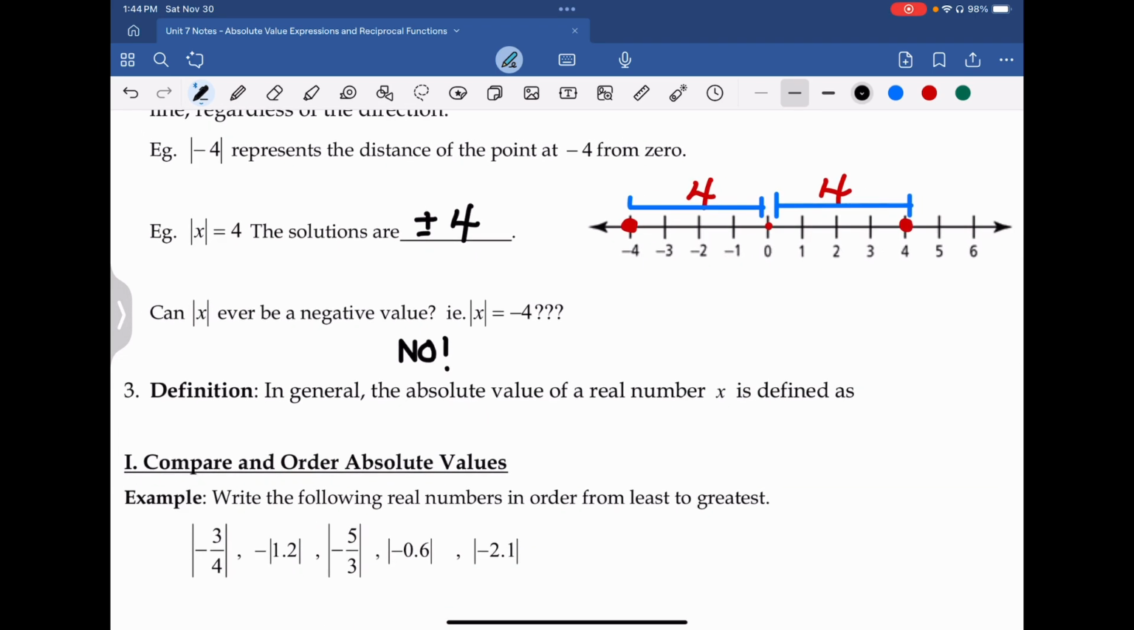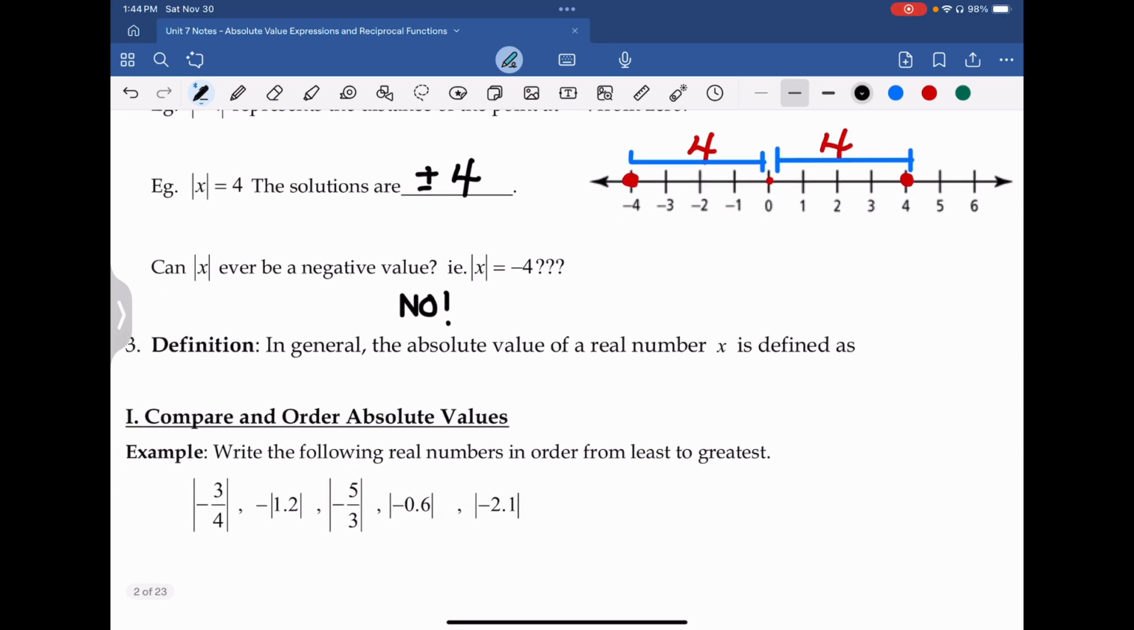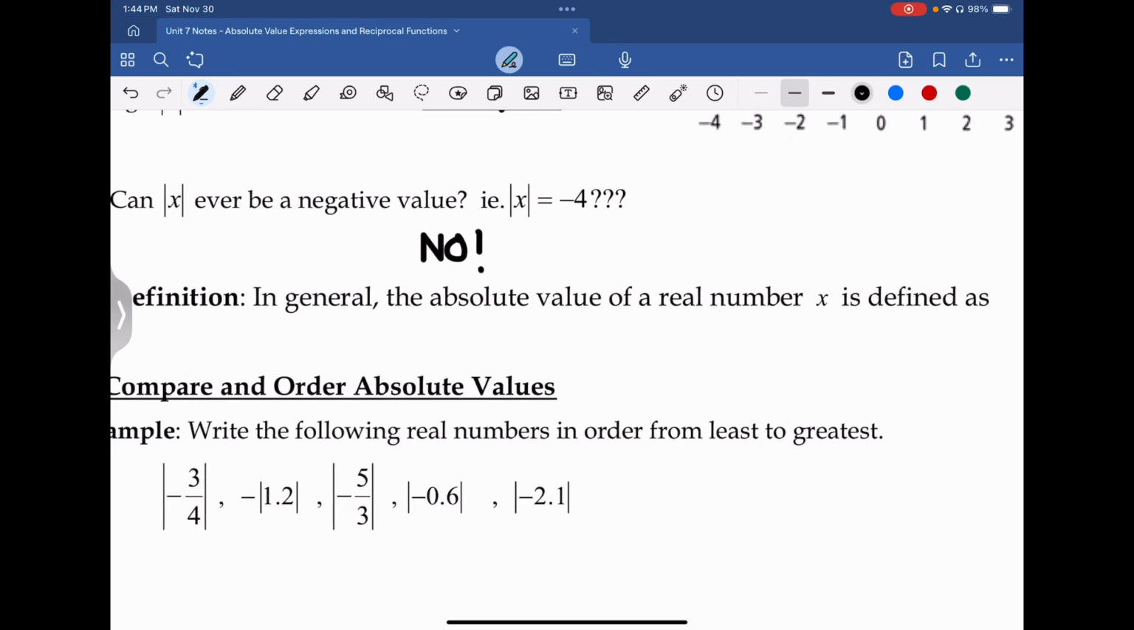Now, in general, by definition, the absolute value of a real number x is defined as the distance away from 0, or the units away from 0.